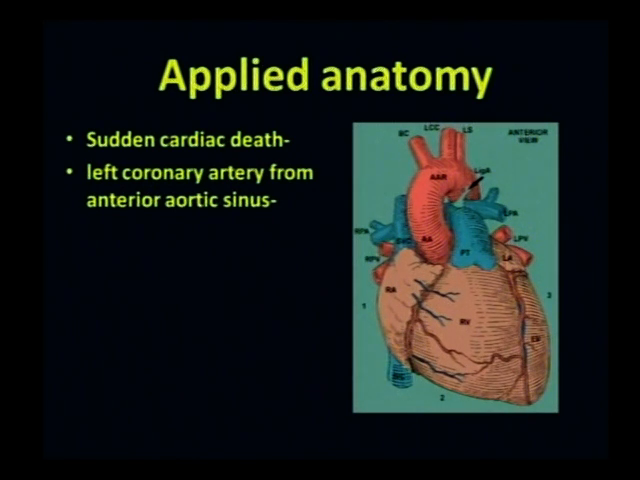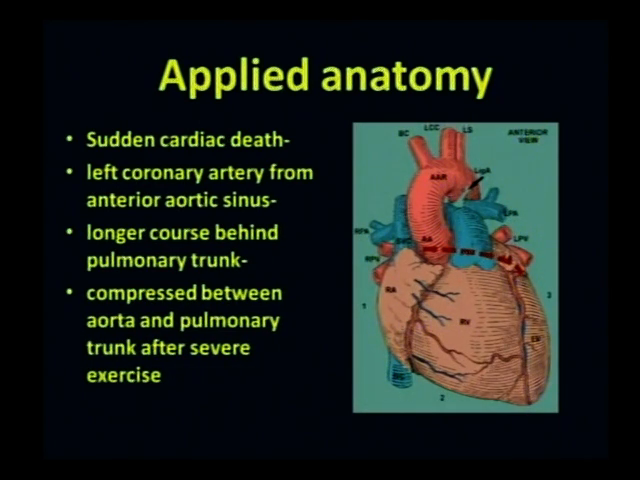The first applied aspect is sudden cardiac death, when the left coronary artery arises from the anterior aortic sinus. As you are seeing in this picture by the dotted lines, the left coronary artery arises from the anterior aortic sinus instead of the left posterior sinus and takes a longer course behind the pulmonary trunk. Then it may be compressed between the pulmonary trunk and the aorta. You would have heard many times of athletes suddenly collapsing after severe exercise. One of the causes of sudden cardiac death may be this: the left coronary artery arising from the anterior aortic sinus.